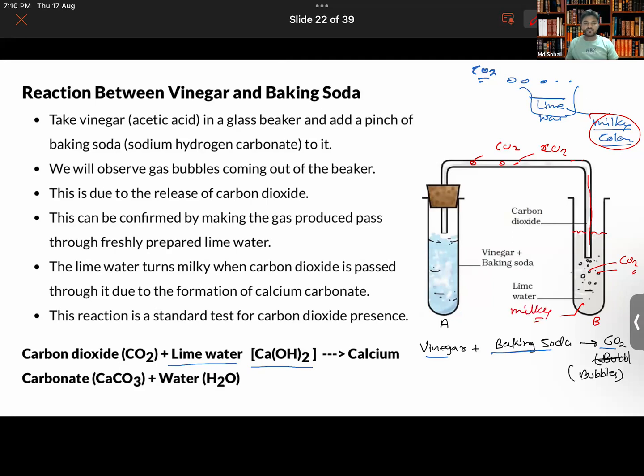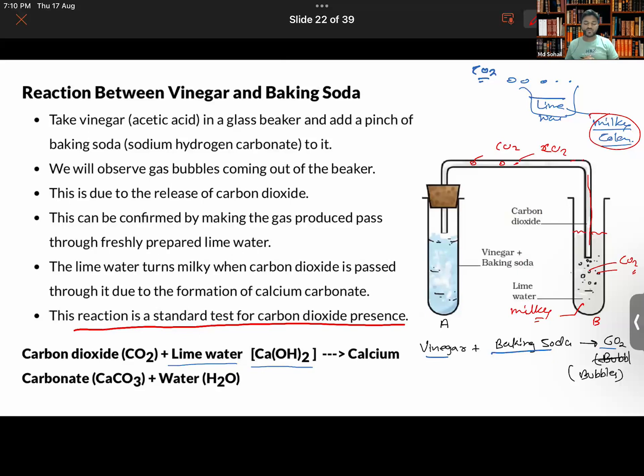Getting it? Okay. In fact, in the laboratory, in chemistry, this reaction is a standard test for the presence of carbon dioxide. Suppose you are doing a reaction between two chemical compounds and a gas has evolved, but you don't know what gas has evolved. You can't inhale it, and you can't do any other thing with it because it might be dangerous. So you will pass that gas over lime water, and if the color changes to milky, then it is confirmed that the gas evolved in that reaction is carbon dioxide gas. Getting it, guys?